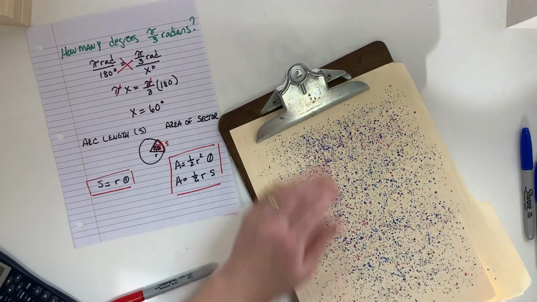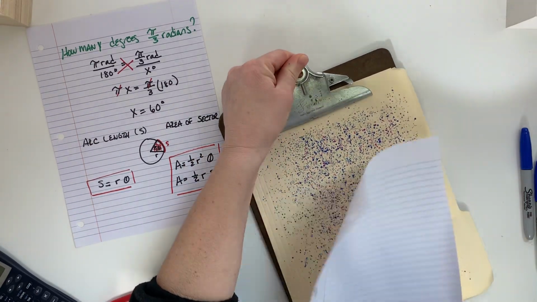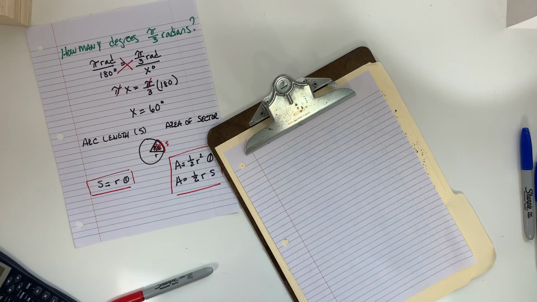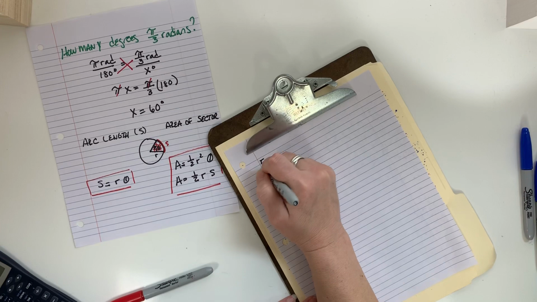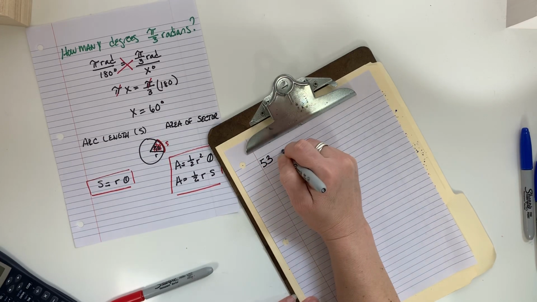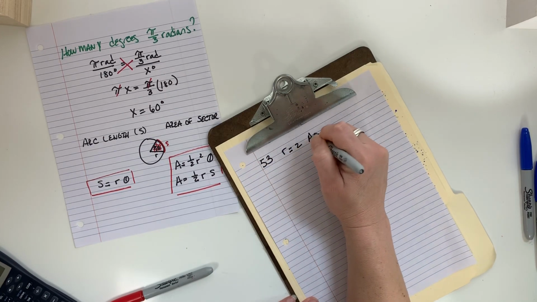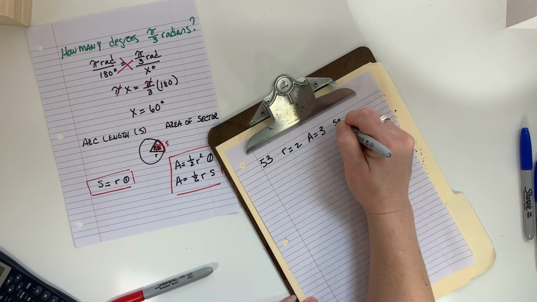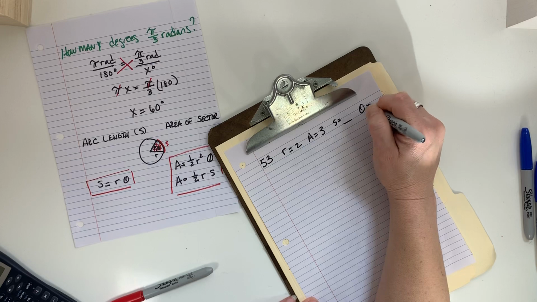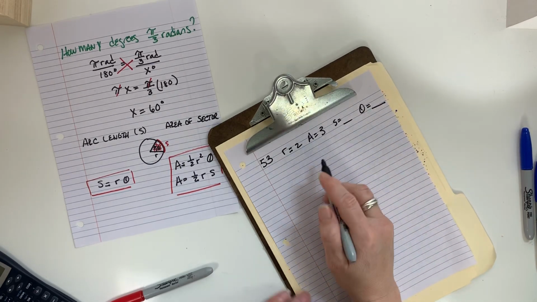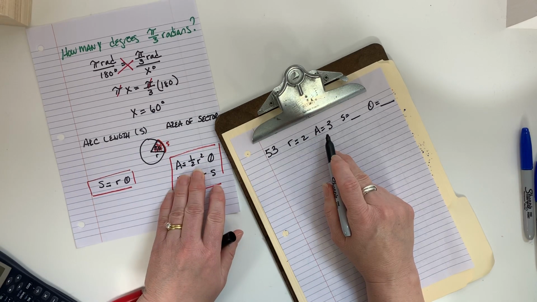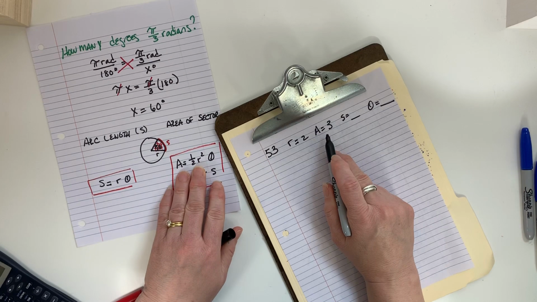Okay, let's take a look at another example. Let's just look at 53. R is equal to 2, a is equal to 3, and we need s and theta. Okay, so take a look. They gave us r and a. If we have r and a, what can we find? Look for an equation that has r and a.